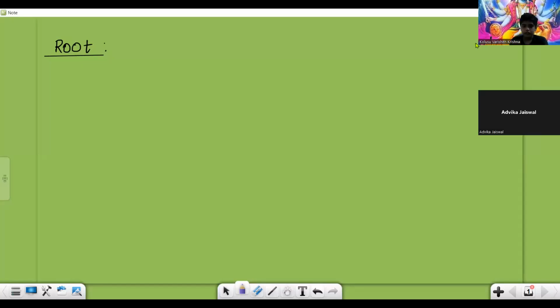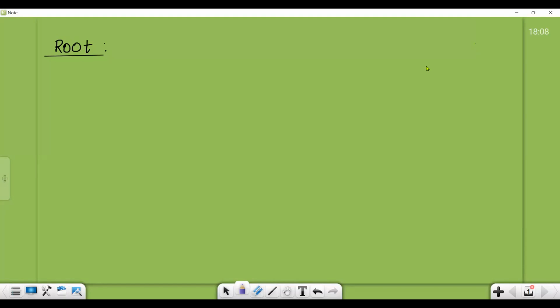Ma'am, beneath the ground. Okay. No, under the ground, inside the soil. You can find, actually, the root is the one which supports the entire plant, right? Yes, ma'am. So can we tell the root anchors the plant in the soil? Yes.